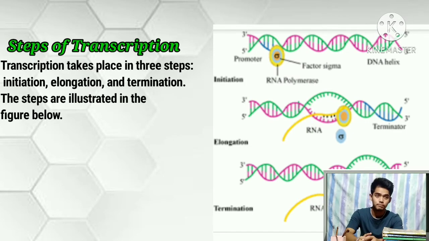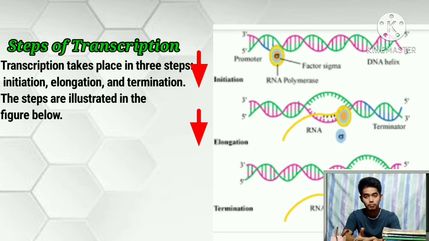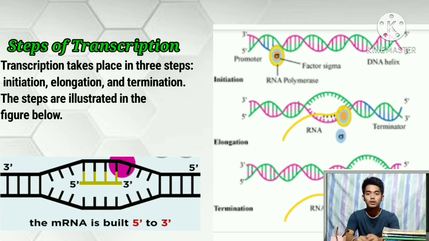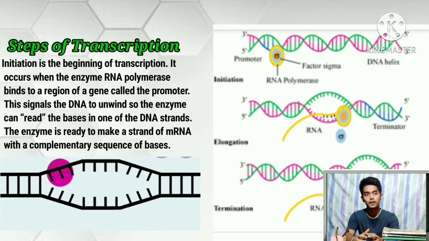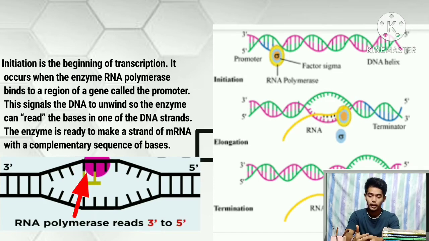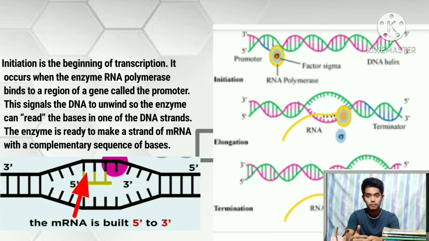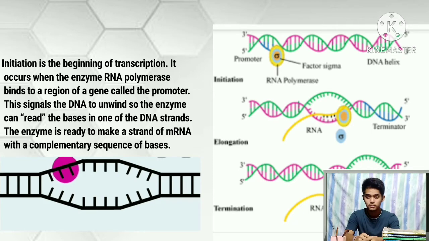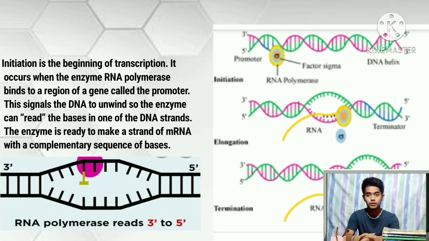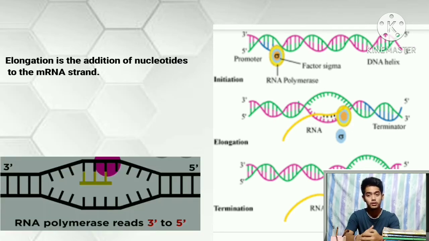Transcription takes place in three major steps: initiation, elongation, and termination. The steps are illustrated in the figure below. Initiation is the beginning of transcription, obviously. It occurs when the enzyme RNA polymerase binds to a region of a gene called the promoter. This signals the DNA to unwind so that the enzyme can read the bases in one of the DNA strands. The enzyme is ready to make a strand of mRNA with a complementary sequence of bases.